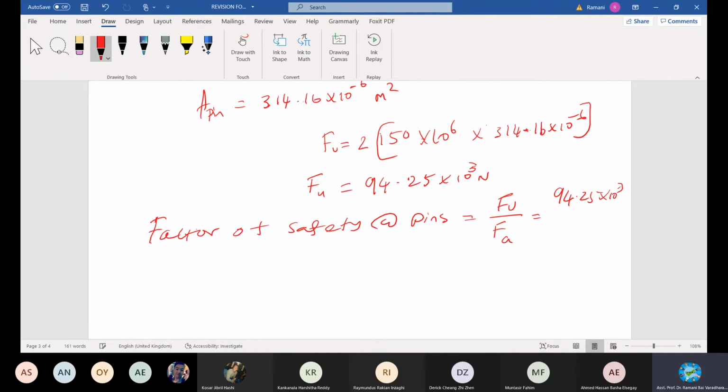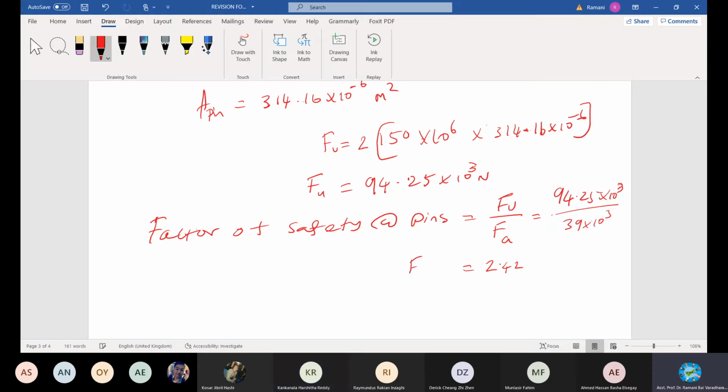And your applied is 39.39 × 10^3. What is the factor of safety? It is 2.4166, 2.4, or correct to 2. Both are the same, correct.